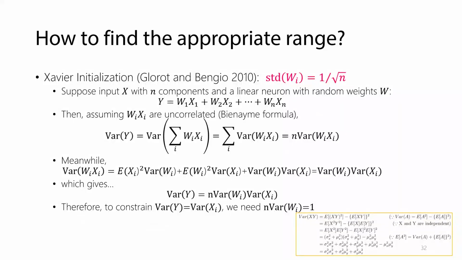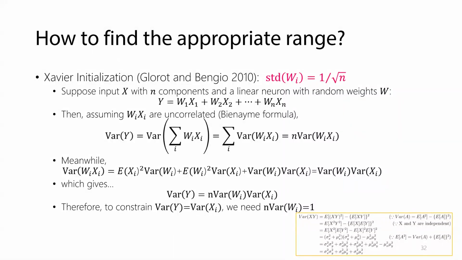So the variance of y is the variance of this entire summation. And then the variance can go into the sigma. So the variance of the sum is the sum of the variances if the WiXi are uncorrelated. And then that is n times the variance of WiXi. And the variance of WiXi is, again, stat 101, so just look up your stat textbook. I'm not going to go into that.